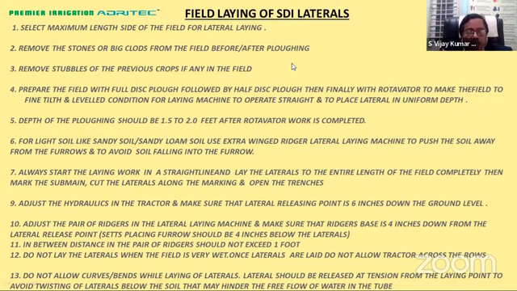Adjust the hydraulics on the tractor so that the lateral release point is a minimum of 5 to 6 inches, or the desired depth of the active root zone, and see that the lateral is laid down. Adjust the ridges so that the base is at least 4 inches down from the lateral, and the distance in between the ridges should not exceed 1 foot.